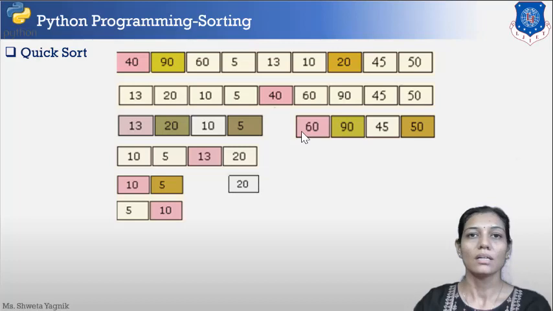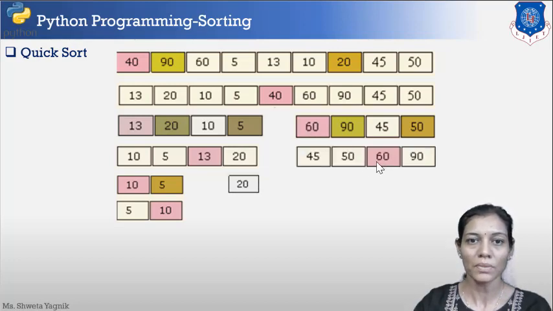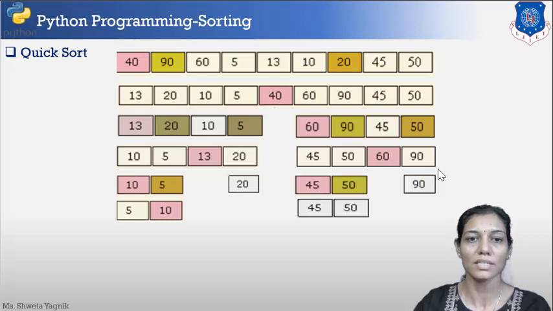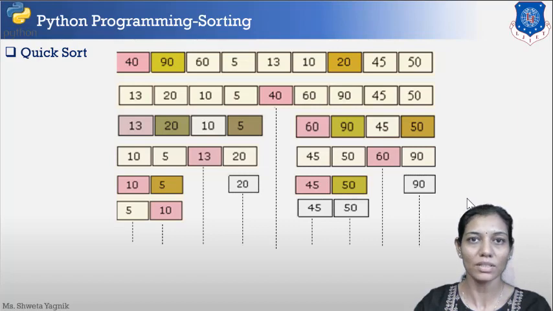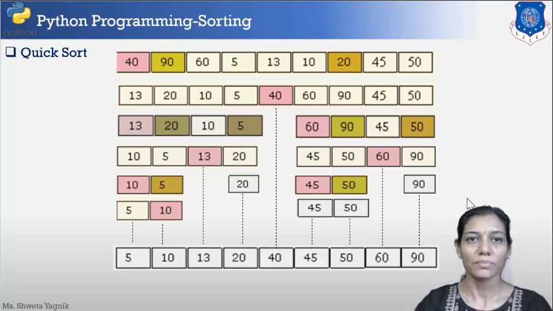60 is considered as a pivot. We try to reposition the pivot so that it is kept at its proper position. So with 60, in the left subarray all the elements are lesser than 60, and in the right subarray all the elements are greater than 60. Now we are left with single elements, and all single elements are positioned properly because we have divided our list based on the pivot. So ultimately we are left with the sorted array.